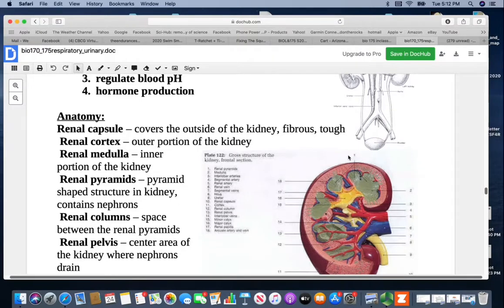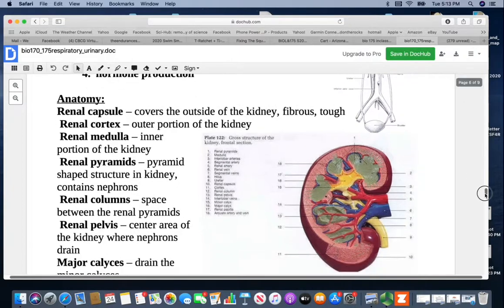The renal cortex is the outer portion of a kidney. Remember, the cortex of any organ is the outer portion. The renal medulla is the inner portion. Inside the renal medulla, you can see these renal pyramids. They're called that because they are kind of a triangle shape. These contain the nephrons. The space in between the pyramids is the renal columns.